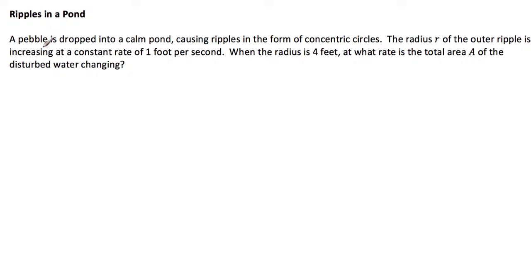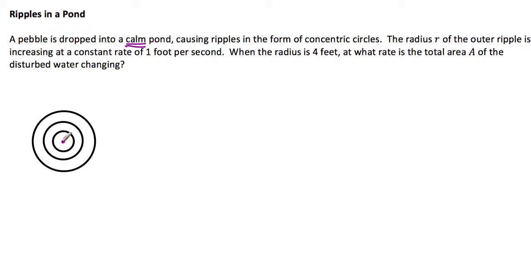Suppose a pebble is dropped into a calm pond, causing ripples in the form of concentric circles. Okay, so we can sketch what's happening, right? We have a circle, and then a circle within a circle, and then a circle within that circle, right? So this pebble that was dropped in is creating this ripple effect. So this is the picture that you want to start drawing.